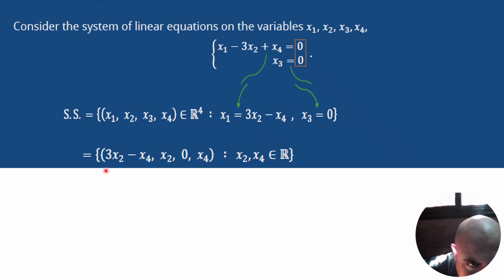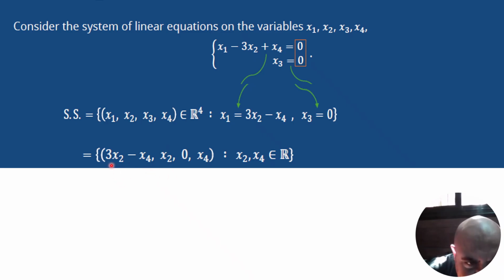So if you look closely, you will find the first component contains x2 and x4. The second component contains x2 only. The third component is equal to 0, and the fourth component is x4. So let's count the variables. It's x2 and x4. I can separate this vector into two vectors.